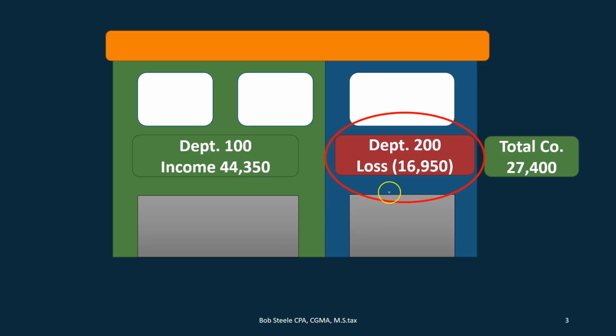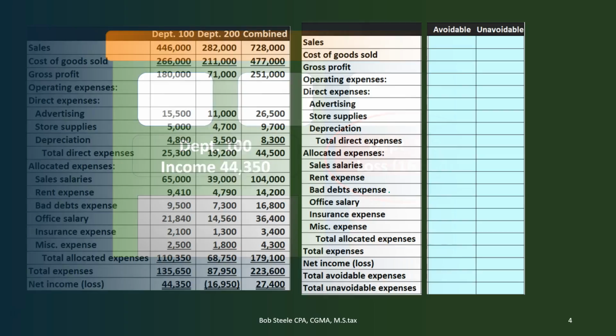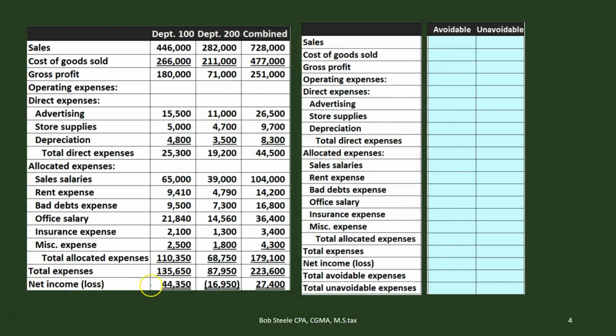So we can't just look at this bottom line number and make the decision based on that. We got to dig a bit deeper into that in order to make a relevant decision for that. So let's do that at this point. So here's the information. Here's the bottom line that we just looked at. We got the $44,350 of Department 100, income, the loss of $16,950 for Department 200, and that gives us income of the $27,400 broken down in this way on the income statement.